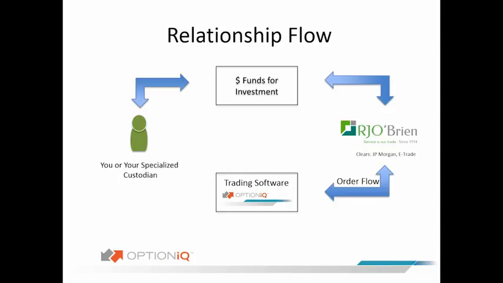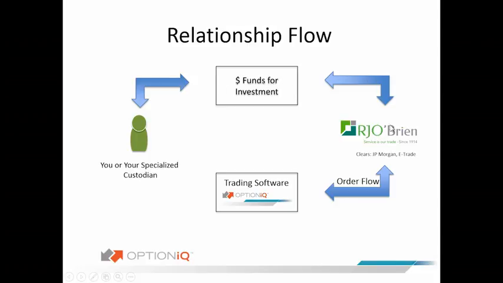Next, let's talk about self-directing, okay? So this shows the relationship flow. So over here on the left side, you see you and your specialized custodian. So once you get your money over to a retirement custodian that allows you to do what's called self-direct your retirement account, you're going to send your funds from them, or they're going to have your money, and then they're going to send it over to R.J.